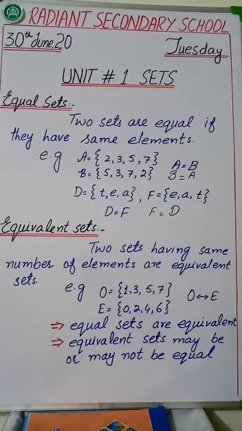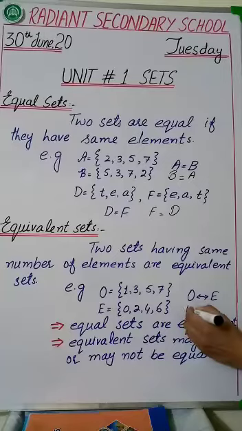But the number of elements is the same in both sets. Set O has 4 elements. Set E also has 4 elements. So these two sets are equivalent. So you can write that set O is equivalent to set E. This is the symbol of equivalent sets. Or you can also write that set E is equivalent to set O.